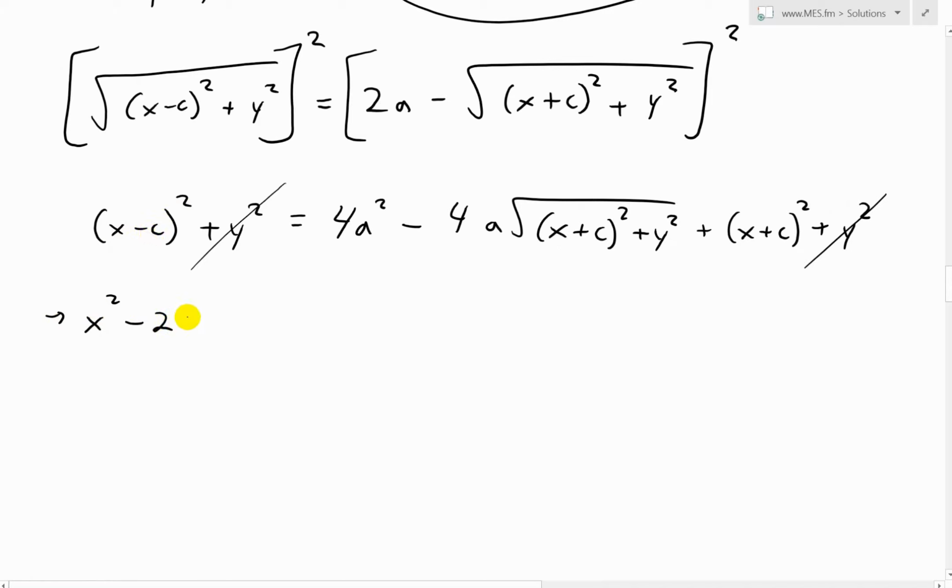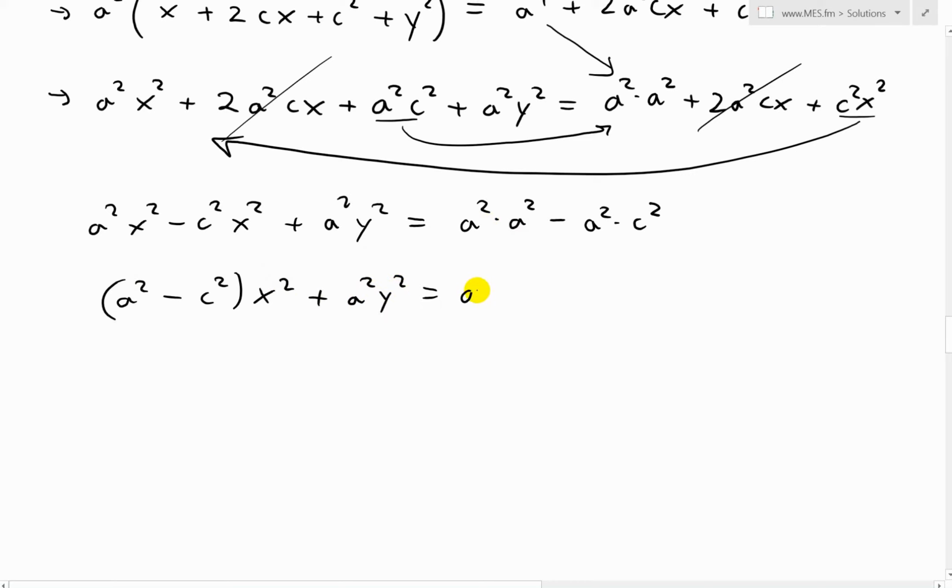And now we can do some factoring. So factor that out. We have (a squared minus c squared) times x squared, plus a squared y squared equals, now we factor out the a squared, put that in front because it's just a constant, a squared times (a squared minus c squared), which is quite interesting. Now this could be viewed as our preliminary form of the ellipse.